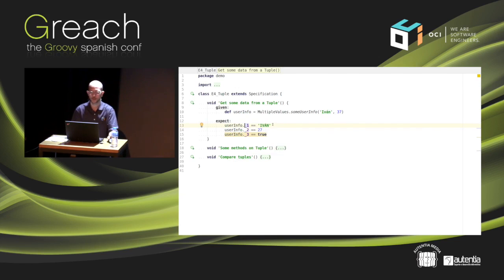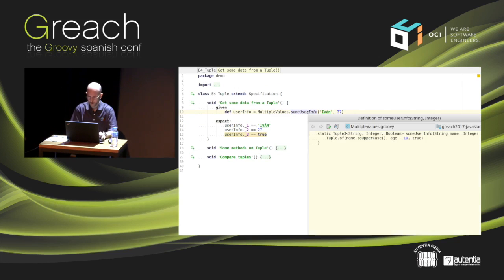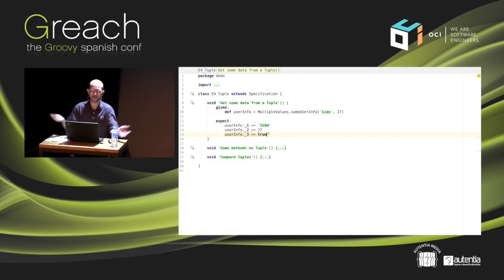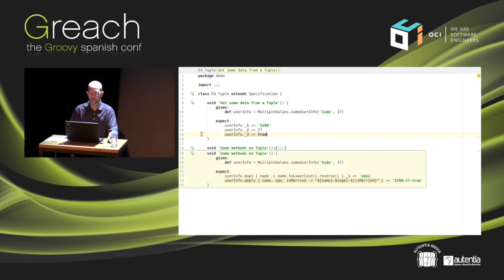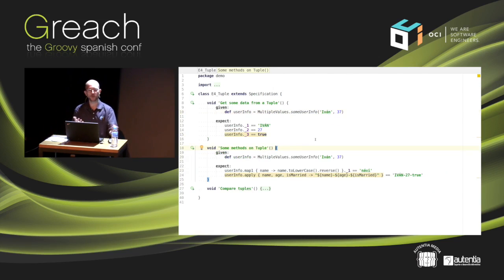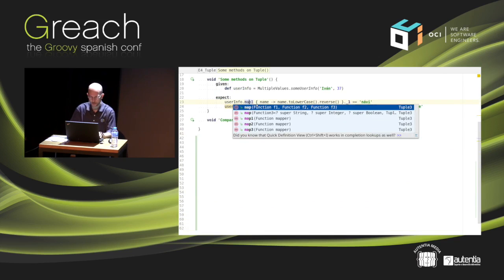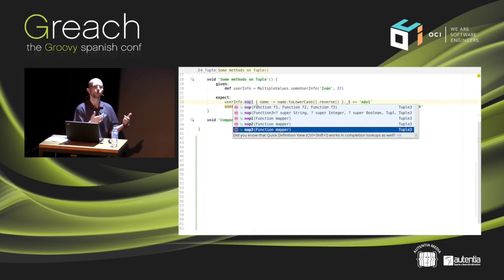So the first one, remember, let me do this. The first one is the name in uppercase, so Iván in uppercase. The second one is the age -10, so 27, I wish. And the third one, well, a true, okay? And here with tuples we have a very rich API, so we can do a lot of things. For example, we have different methods, map1, map2, map3, to apply a function to only one of those parameters.